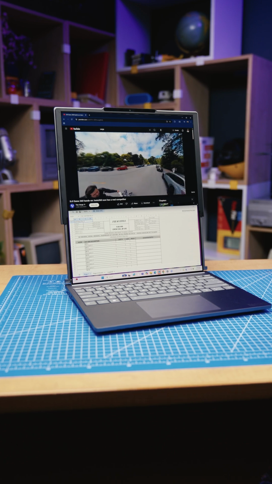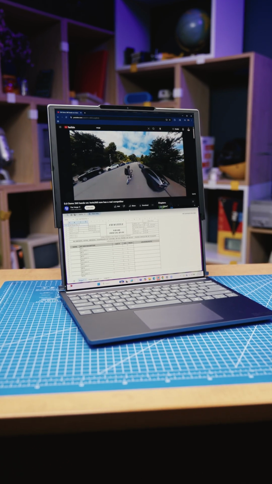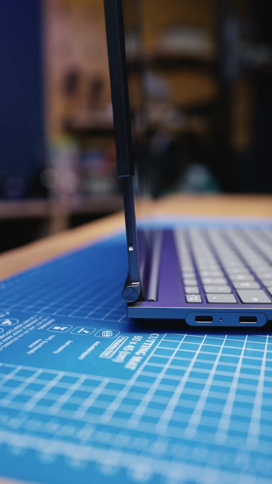You always have to pay a lot to be at the cutting edge of tech, and this laptop is kind of like a CES concept you can actually buy. But would you?